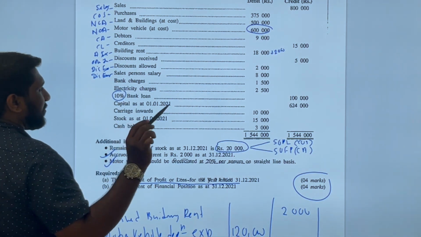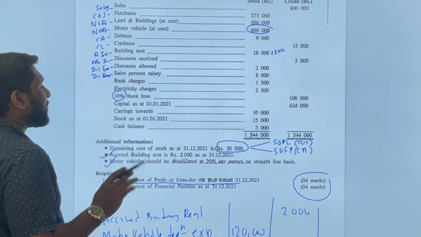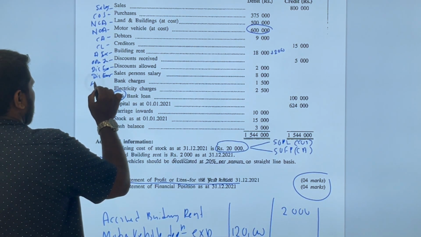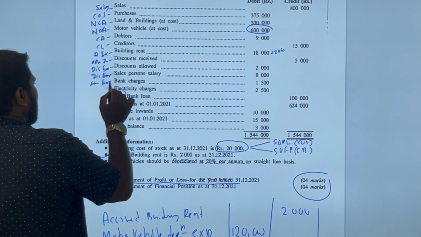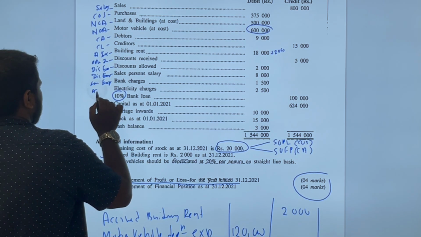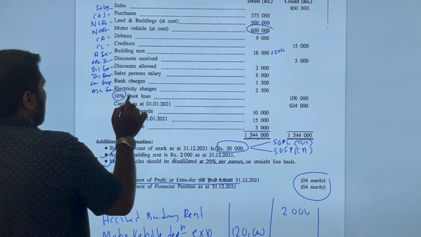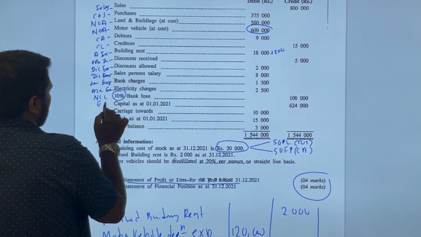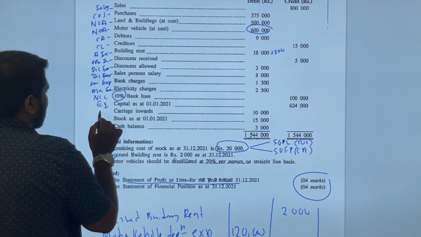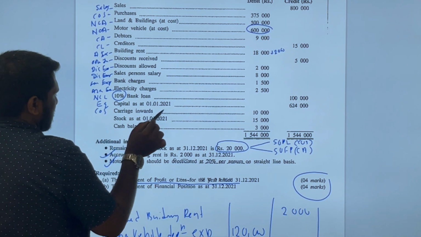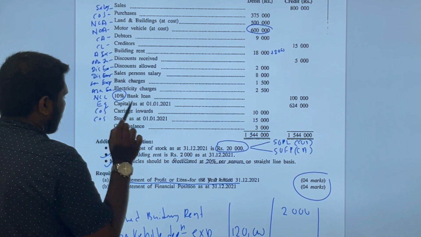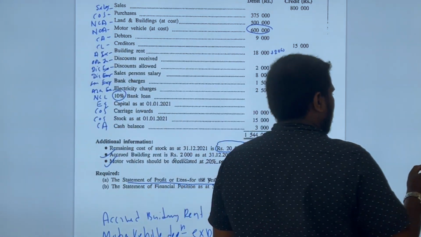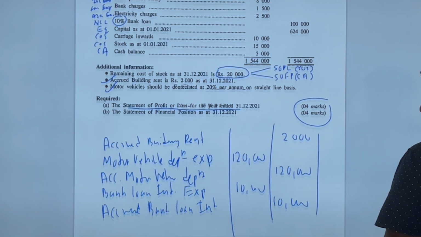Salesperson salary, distribution expense. Other staff salary, admin expense. Only salesperson salary will come to the distribution. Sales and marketing people salary. Bank charges, finance expense. Electricity charges, admin expense. Bank loan, non-current liability. Capital, equity. Carriage inwards, part of cost of sales. Opening stock, part of cost of sales. Cash, current asset.